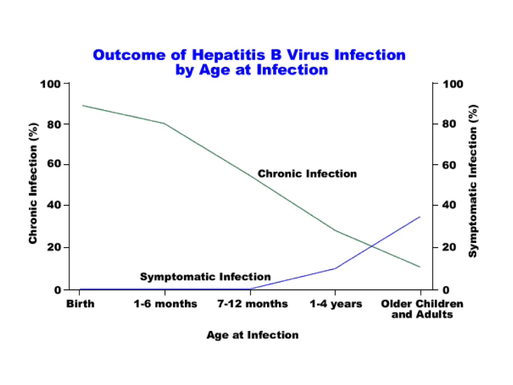Chronic infection would be the green line. The symptomatic infections are the blue lines. So the older the patient, the greater the percent of patients that will have a symptomatic infection. But the older the patient, the less likely they are to develop a chronic infection.